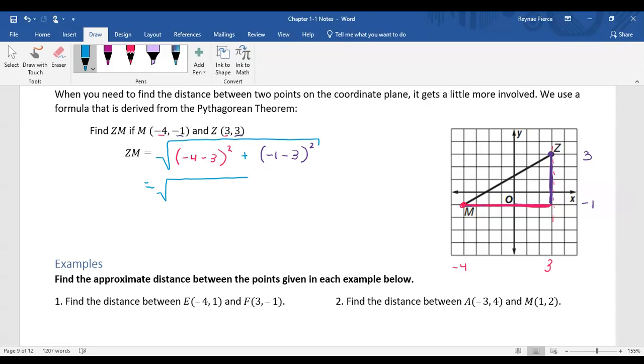So order of operations, we start with things inside our parentheses. -4 minus 3 is -7. -1 minus 3 is -4. Then we do our exponents. -7 squared is +49. -4 squared is +16. And then lastly, we can finally add those two together. So our exact answer would be the square root of 65 units.